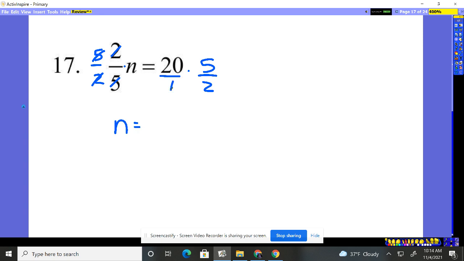Any integer number, or whole number in this case, is always over 1. So 20 times 5 is 100. 1 times 2, multiply across the bottom, 2. And now we can just do 100 divided by 2, and we get our answer of 50.